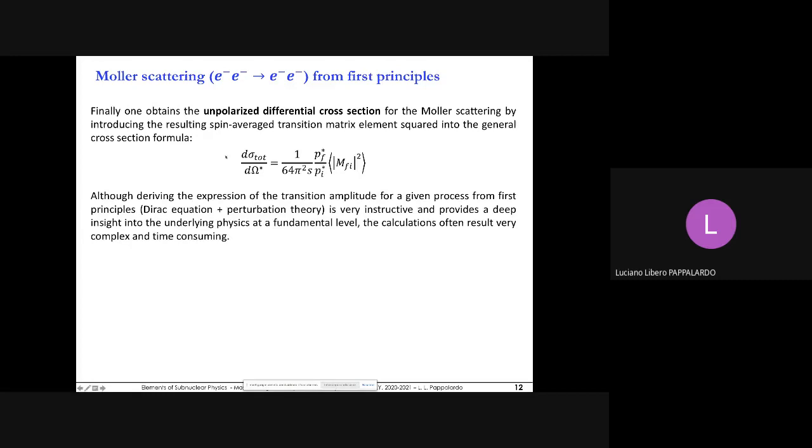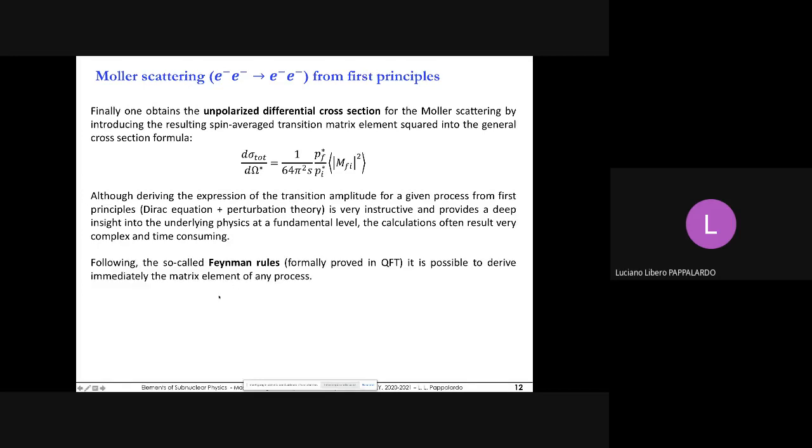Now, let me conclude this discussion by saying that although deriving the expression of the transition amplitude for a given process, in this case the simple Moller scattering, from first principles, so starting from the Dirac equation and then applying perturbation theory, is very instructive and provides a deep insight into the underlying physics at the fundamental level, the calculation is often quite complex and time-consuming. We spent 15 or 20 minutes for the very simple Moller scattering. But if you want to calculate much more complex QED processes starting from first principles, it can take hours. It is a huge work. You can do it, and you will obtain the correct result, but it's a huge work.